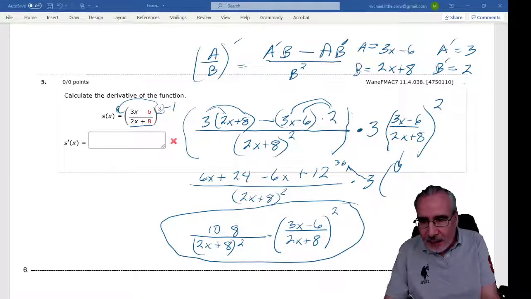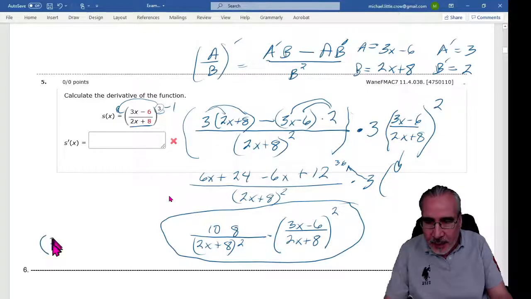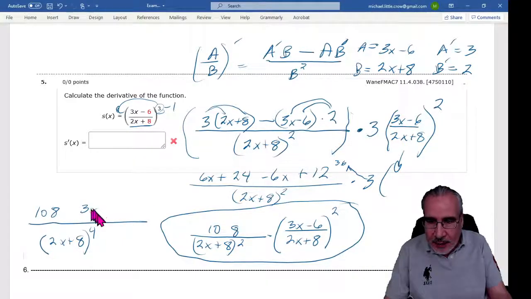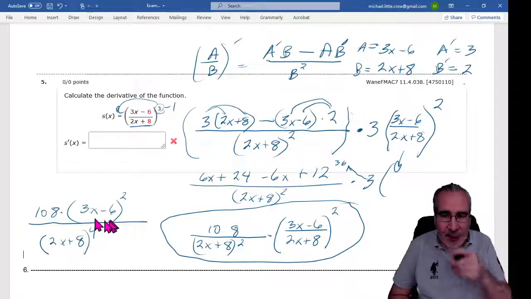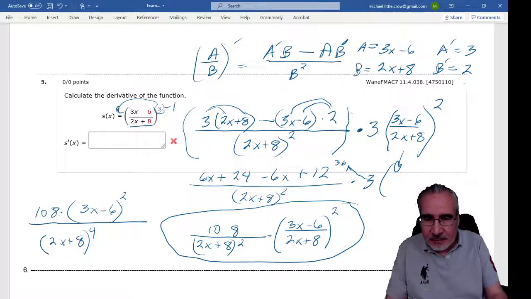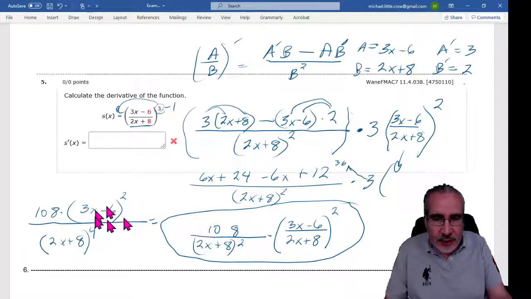So an alternate way to be prepared is that in the bottom you might get 2x plus 8 to the 4th, right? Because it's the top squared and the bottom squared. And in the top you'd have 108 times 3x minus 6 squared. Again, you could FOIL this out, but I think this is all fine. Again, we're looking for potential answers. They're all correct answers.